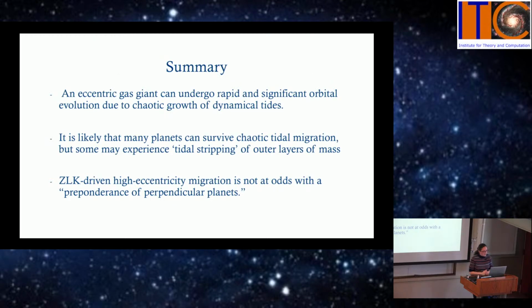So in summary, eccentric gas giants can undergo rapid, significant evolution due to chaotic dynamical tides. And this process helps a lot of these planets to survive tidal migration, although it's unclear if some of them might be stripped of their outer layers as they migrate. And this brand of high eccentricity migration with the inclined stellar companion that induces eccentricity oscillations is not actually at odds with the preponderance of perpendicular planets.